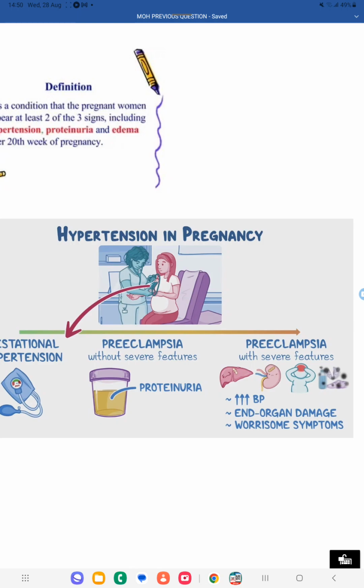And if preeclampsia is not treated properly, or if you do not give medicines at that time itself, then what happens? There will be end organ damage. Because of the severe blood pressure, the organs will start collapsing. So there will be increased BP. End organ damage means you will get kidney failure. Liver function disorder also, especially in the liver you will get HELLP syndrome.